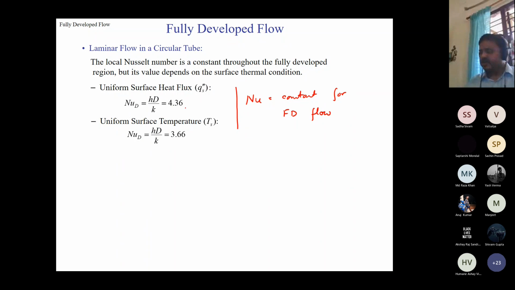That value is 4.36 for isoflux, 3.66 for isothermal. Heat transfer coefficient is constant, which is what we had drawn also. That blue line that I had drawn before, now you relate from here. Why did I draw it to be constant? Because Nusselt number is constant, and for a given diameter and fluid where the thermal conductivity is a constant, which means the heat transfer coefficient also attains a constant value when the flow becomes fully developed. Clear? All right.